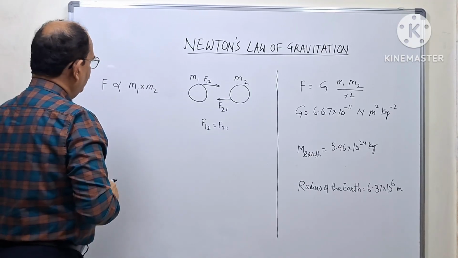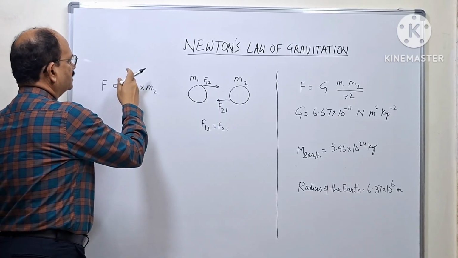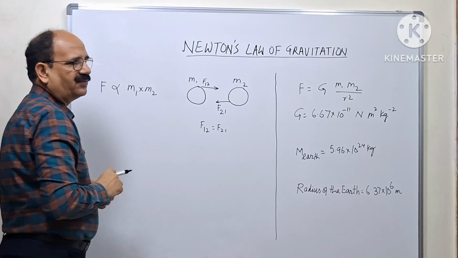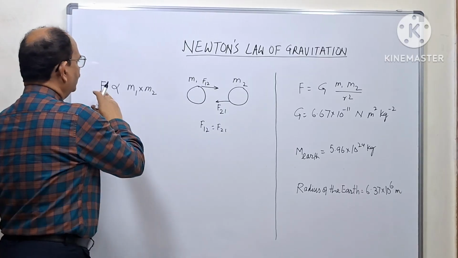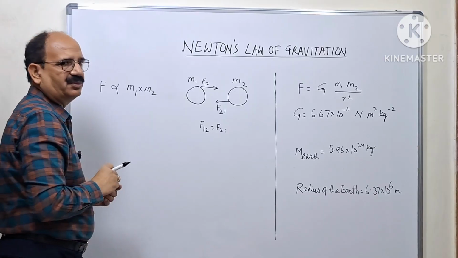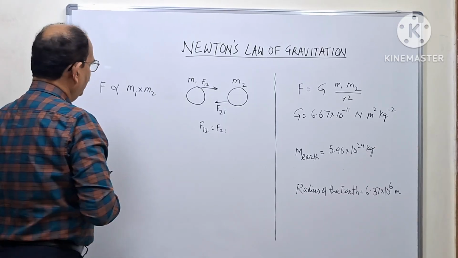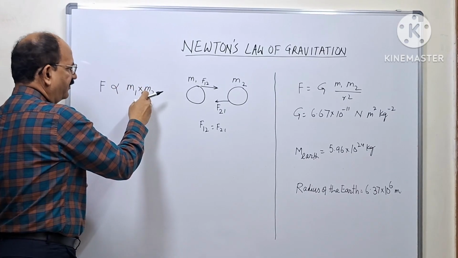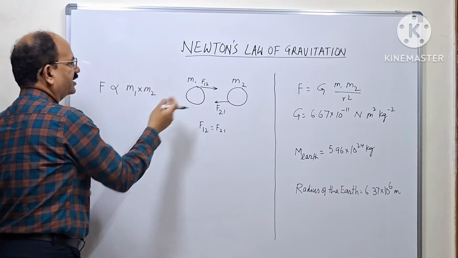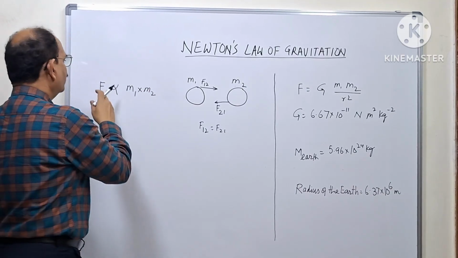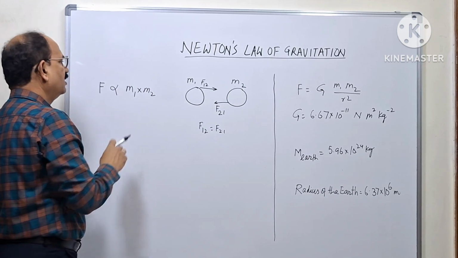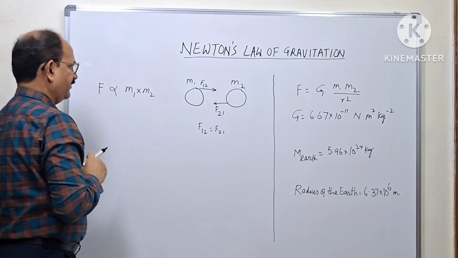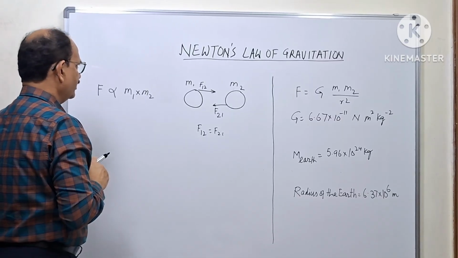Okay, so if you double the mass m1, making it 2m1, and double the mass of m2, that is 2m2, then the force of attraction between these two becomes 4 times. Or if you double the mass m1 and halve the mass m2, then the magnitude of the force of attraction between the two will remain unaltered, right? So that's what his hypothesis was related to the gravitation law.